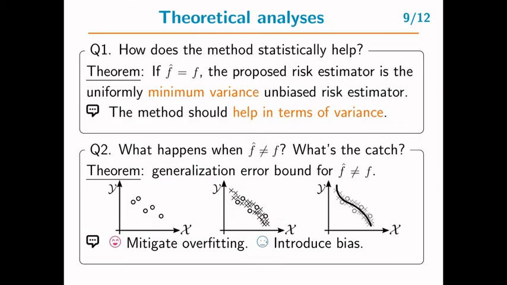Now the question is, how does this procedure help? The data seems to be enumerated, but what does it mean to do that, statistically speaking? To investigate this question, we provide two theoretical analyses in the paper based on the theory of U and V statistics. The first theorem explains that the proposed method should help in terms of variance. Formally, the theorem states that the empirical risk calculated from the pseudo data should have the minimum variance among all possible unbiased risk estimators if we perfectly estimated f.